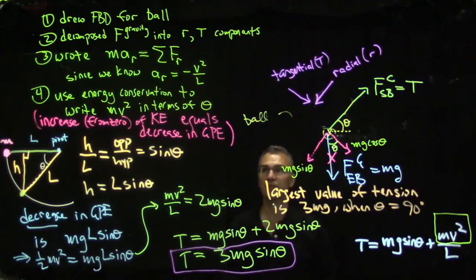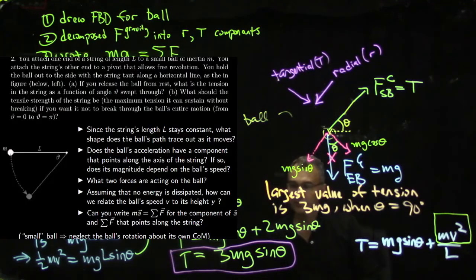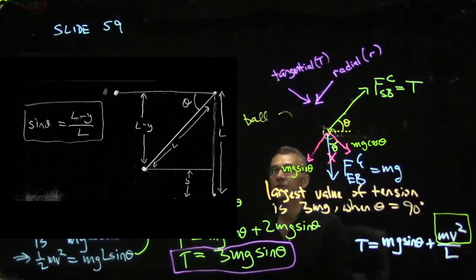So that's pretty interesting. I guess we can go back to the problem statement. So the tension in the string as a function of the angle theta that is swept through. So it seems the tension is 3 mg sine theta. And then the necessary tensile strength of the string, I guess, is 3 mg, because the maximum value of sine theta is 1. So the maximum tension is 3 mg. And that maximum tension happens when theta is 90 degrees, which is pi over 2 radians. And you can notice that on slide 59, I made this same argument that the altitude loss of the ball divided by the length of the string equals sine theta.